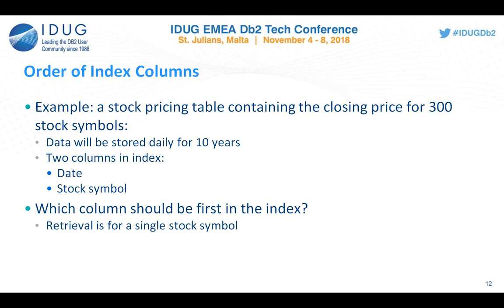But there was a company that was doing technical analysis of stock prices for AOL. And they had a two-column index on there. They had stock symbols and they had dates. And the question became which column should be first in the index.